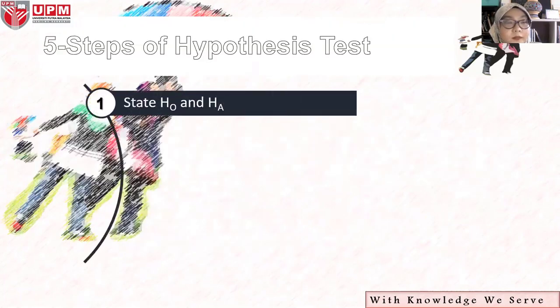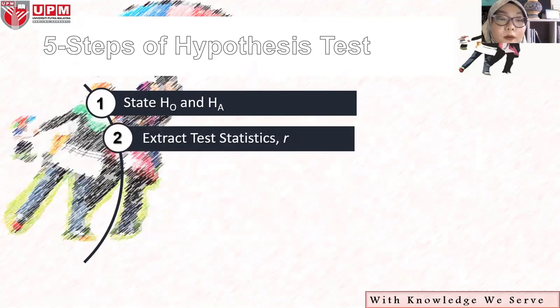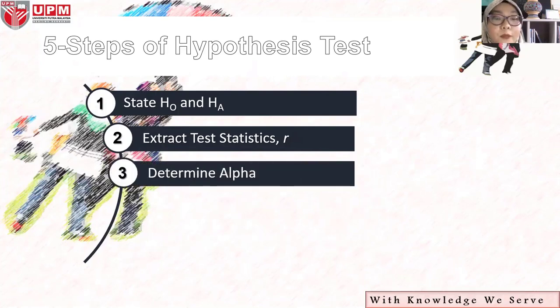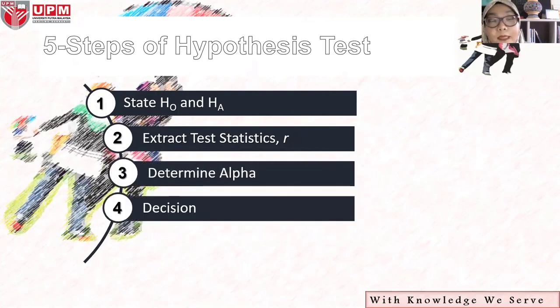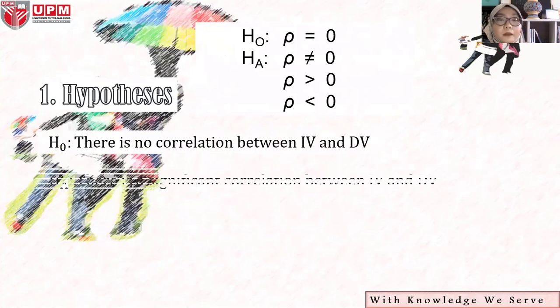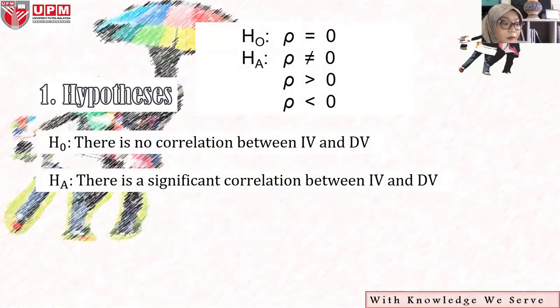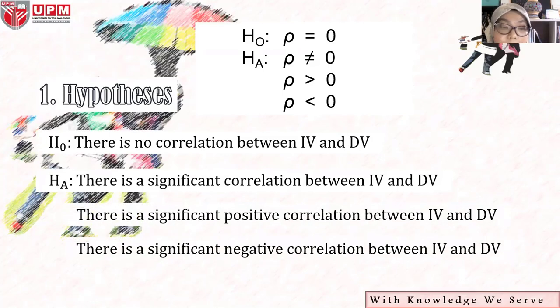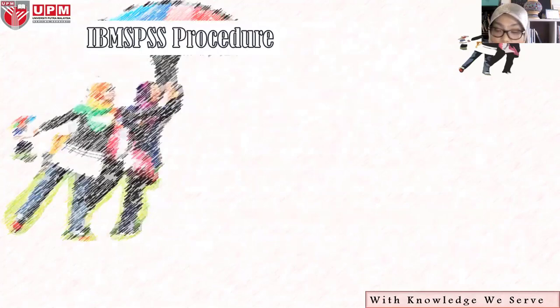This is the basic structured step. First, you need to have your hypotheses, both H0 and HA. Then we run the analysis and extract the test statistic, which is R. Then we set our alpha. Then we make a decision by comparing the significance value and alpha, and lastly we make a conclusion based on the result. Again, this is the example of the null hypothesis and research hypothesis, exactly similar as earlier. Then we run the analysis.